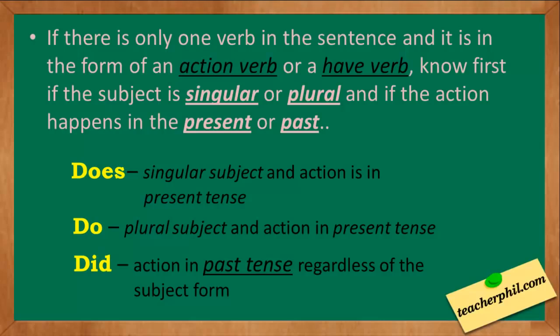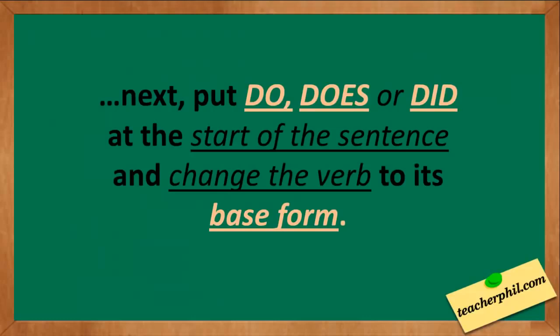Does is used for singular subject and for an action which is in present tense. Do is used for plural subject and action in present tense. And did is used for an action in past tense regardless of the subject form. Next, put do, does, or did at the start of the sentence and change the verb to its base form.